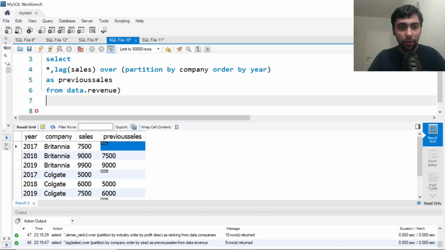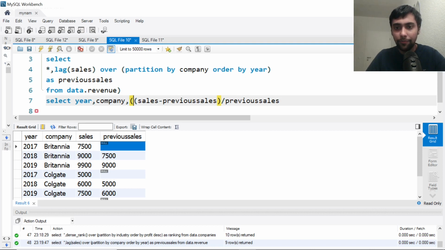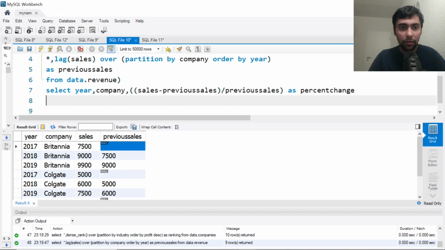All right. So now in this, what we have to do is simply select year, company and percentage change, right? So you can do sales minus previous sales, right, the difference, and divide it by the previous sales. That will give you percentage change, right? Let me put this in a bigger bracket and let me call it percent change or something, okay, from final.